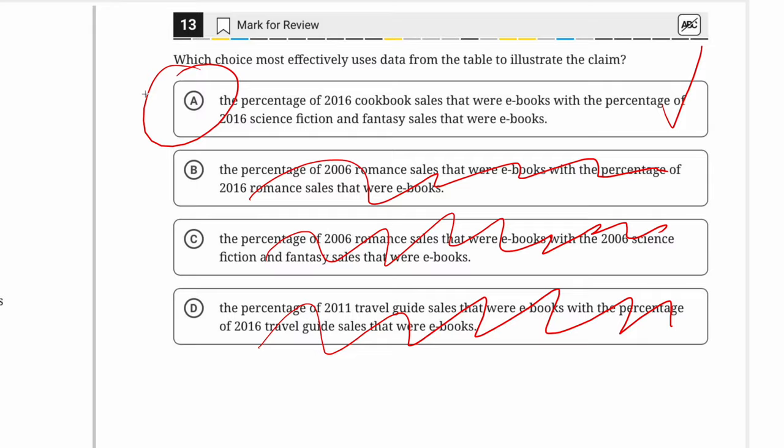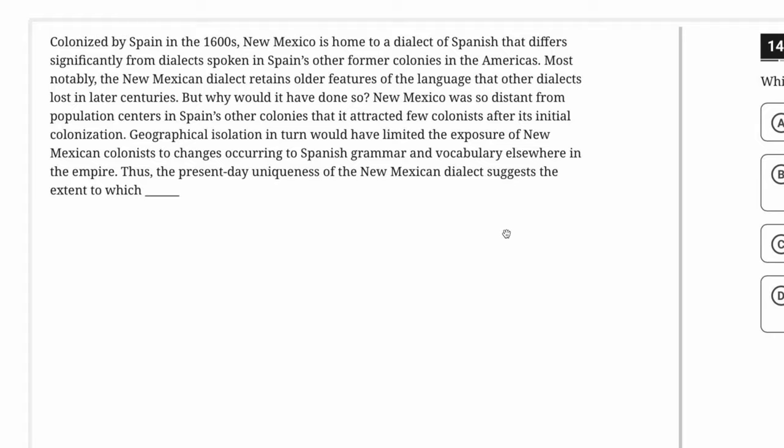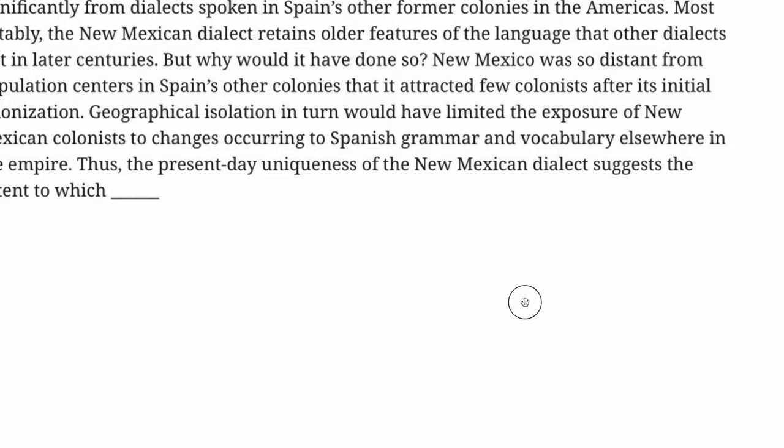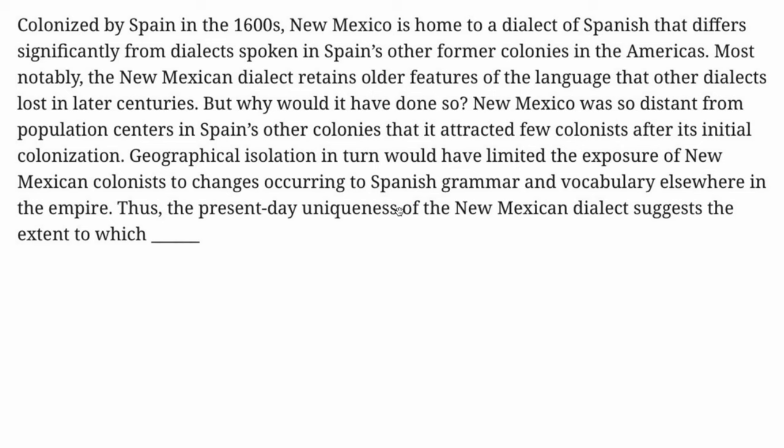Logically completing the text. And so here we want to be aware that these are very different from the questions that begin the module, the words in context questions. Here it's really important to read the whole passage and focus on the line of reasoning, because it's going to lead up to a conclusion, as we can see here with the word thus. So we're just going to read it and sort of follow the line of reasoning here.